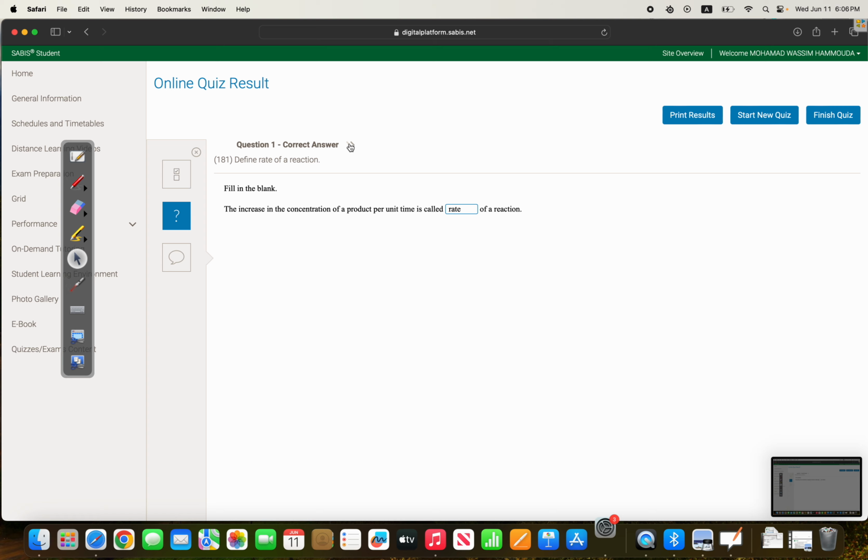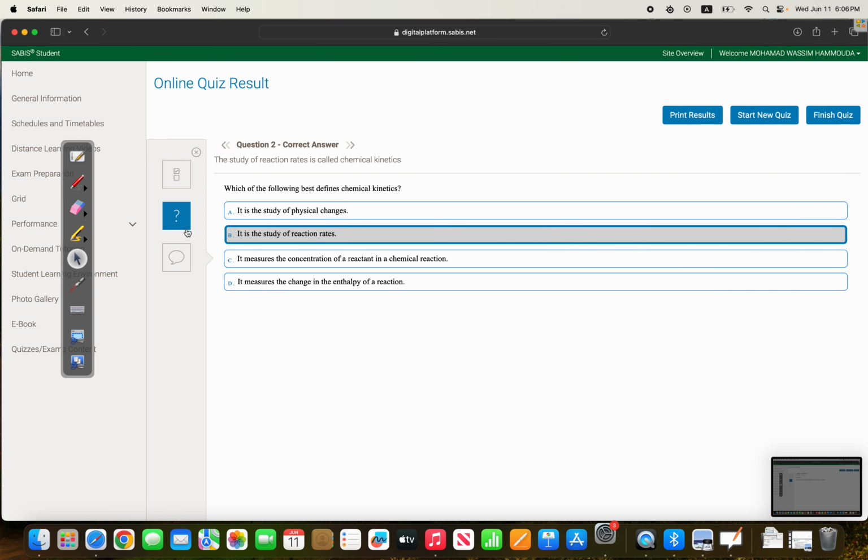Okay, number 2. Which of the following best defines chemical kinetics? Chemical kinetics is the study of reaction rates, which, as we said last question, is basically the increase of product per unit time or a decrease in concentration of reactants per unit time.